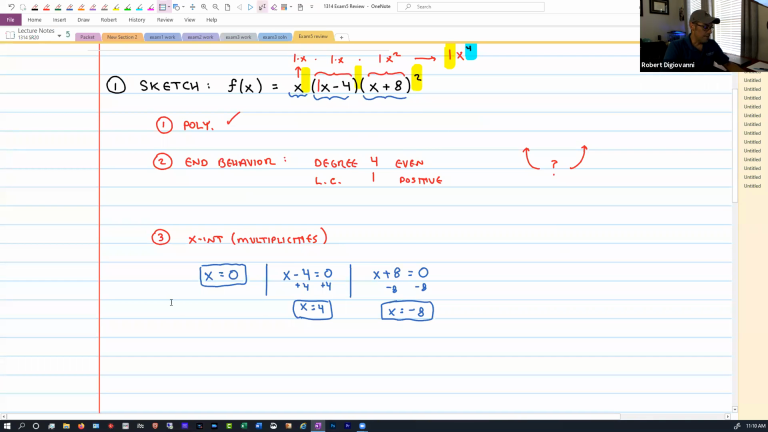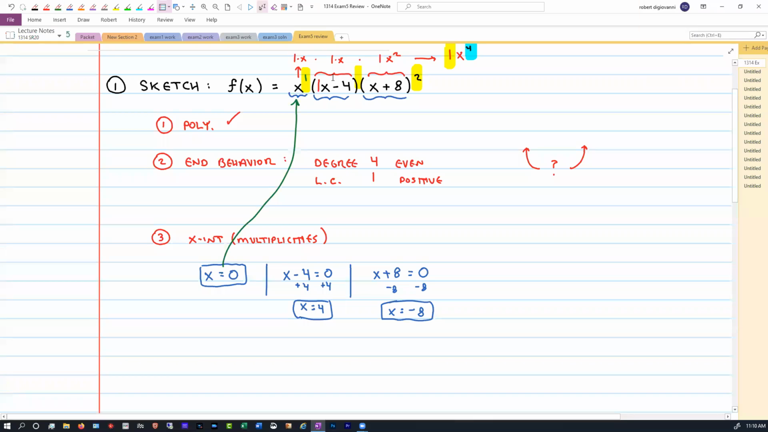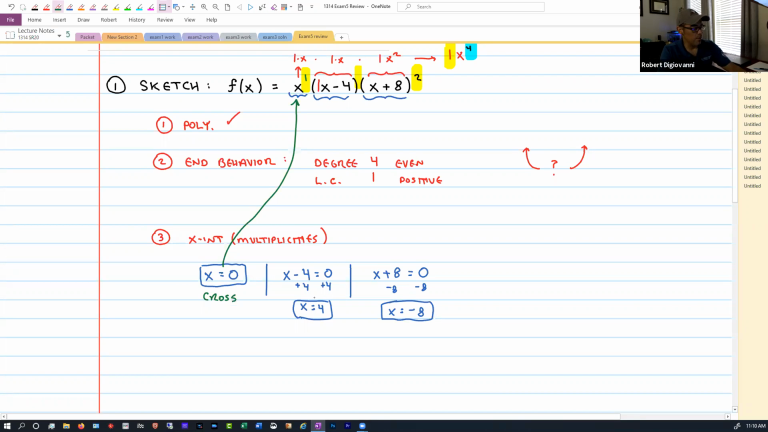So let's start with this x is 0. X is 0 actually came from this factor, and the power on that factor is a 1. 1 is an odd number, and so what happens anytime we have an odd power? Cross. Cross. So we're going to cross here. Then we go to the 4, we say, okay, that came from that factor, and again, the power on that factor is 1, which is odd again. So we should cross there.